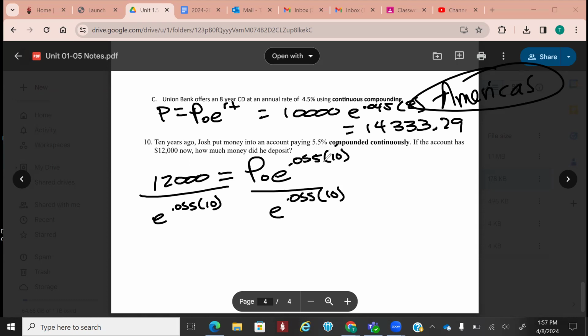It's almost like pi. So this gives us our initial amount. If you plug this into your calculator, make sure you use parentheses. You're going to get 6,923.40. Okay. And that's lesson number 5.